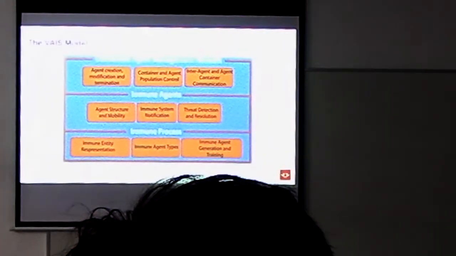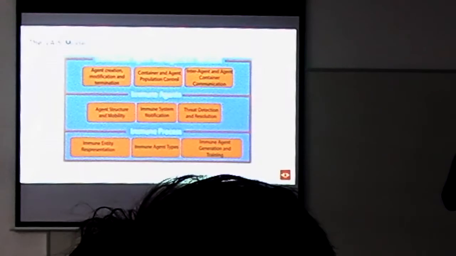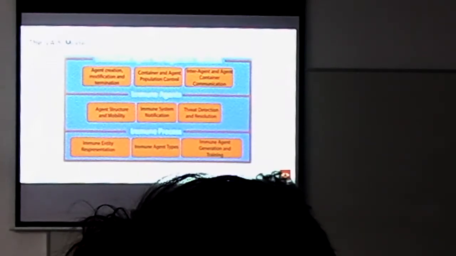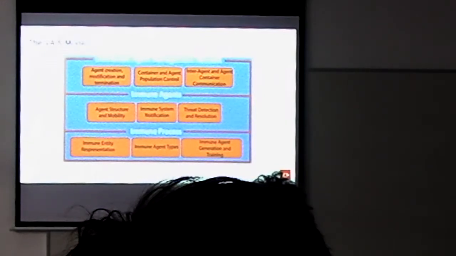So the base model that we came up with is basically a three-layered approach at implementing this kind of protection, where we look at three high-level layers of, firstly, the immune process. So what are we actually basing our artificial immune system on?